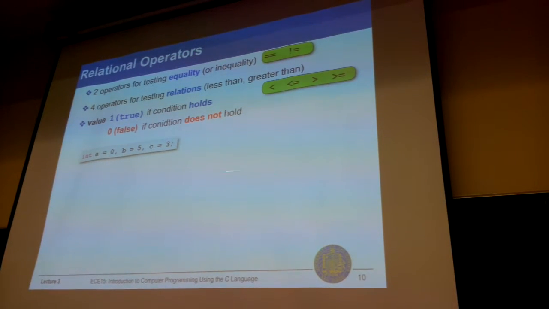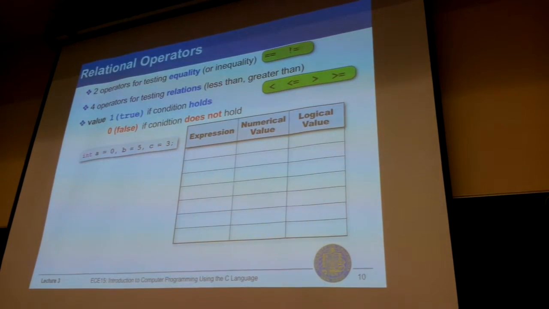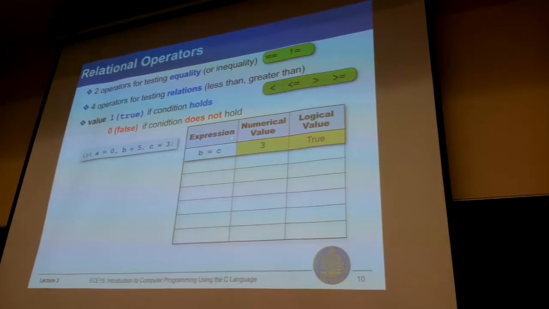So again, we have a set of predefined variables, A, B, and C. And our first expression here is B equals C. If you guys could click in A if you think this is true, and B if you think this is false. Okay, this one's pretty obvious. So the numeric value here is 3, which will evaluate the logical value of 3.